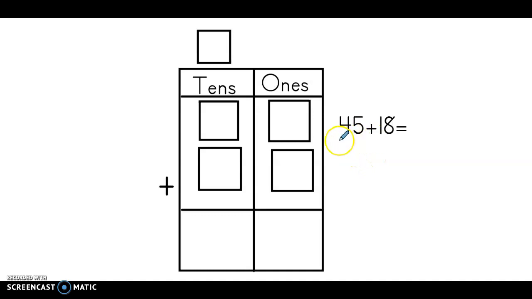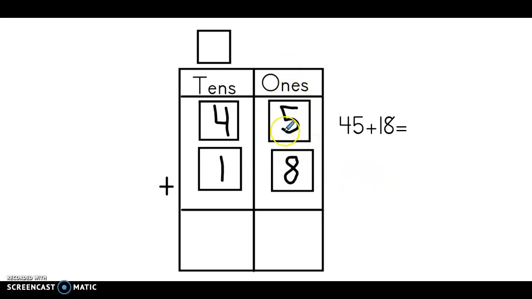So I take my first number and I make sure that I line up the 4 tens go into the tens place, and then the 5 ones go into the ones place. And then with my second number, again, I take the 1 ten and I put that into the tens place. And then the 8 ones will go in the ones place. Just like when we added a 2-digit to a 1-digit number, you just make sure you line everything up and you put the tens in the tens and the ones in the ones. And now we can solve the problem.